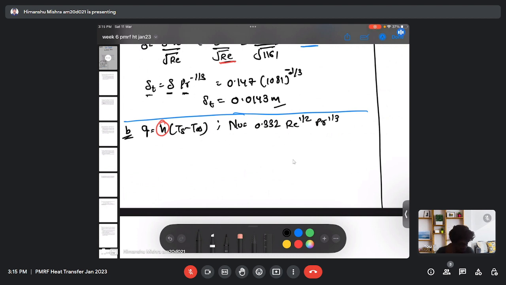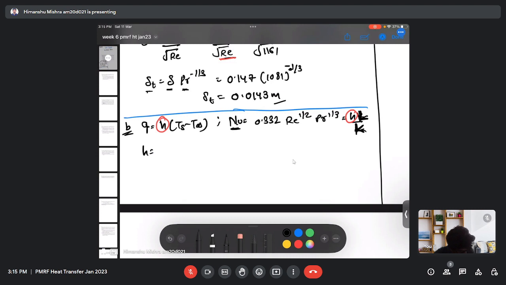So this is the correlation, and I can write my Nusselt number as hL by k, and we need to find the heat transfer coefficient here. So my heat transfer coefficient will be, it's hL by k. So my heat transfer coefficient will be k by L times the Nusselt number.